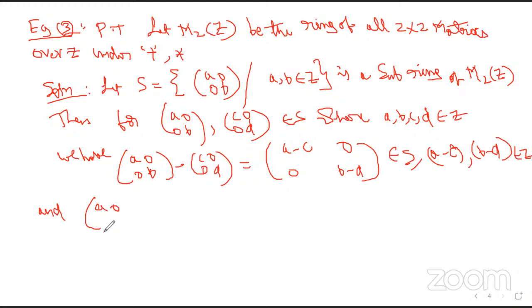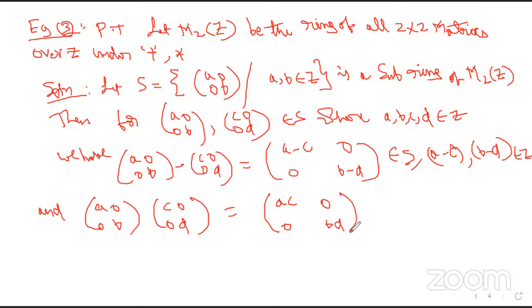Now the product of [a 0; 0 b] and [c 0; 0 d]. Using matrix multiplication, R1C1 is ac plus 0, which is ac. R1C2 is 0. R2C1 is 0. R2C2 is bd. It belongs to S, where ac, bd belong to Z.